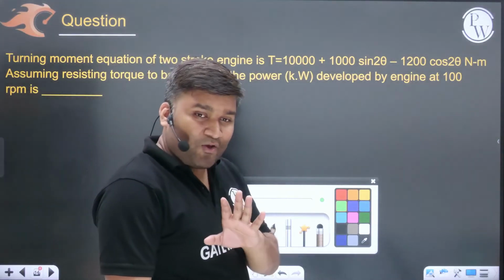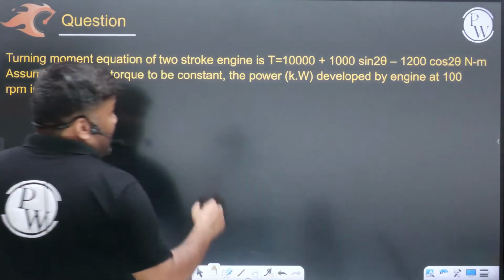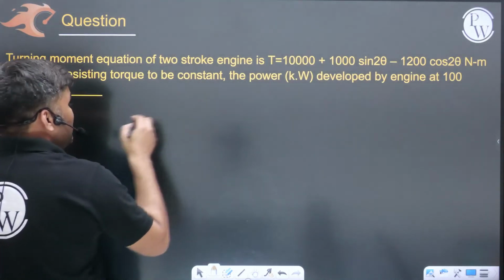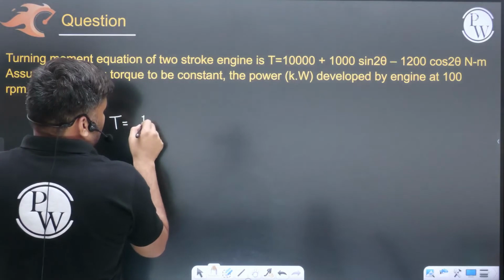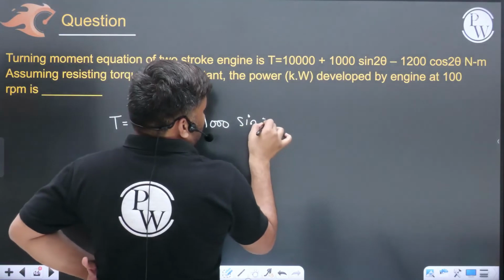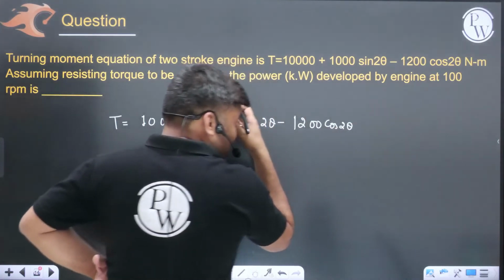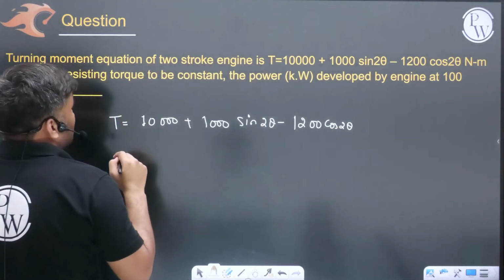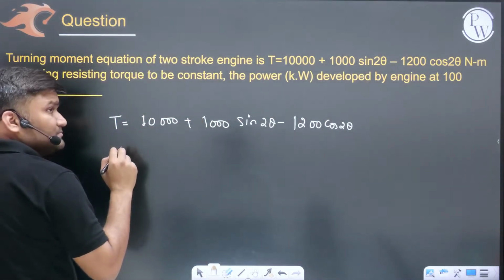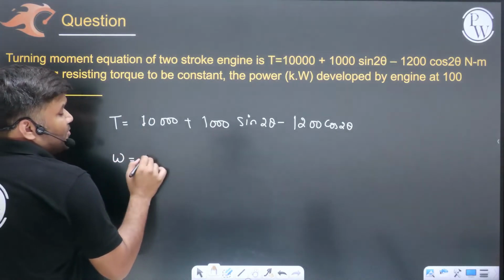Acha. Now you have solved. Let's check whether you are correct or not. Bete, available torque of the engine, how this engine is developing torque, that is given. This torque T is equal to 10,000 plus 1,000 sin 2 theta minus 1200 cos 2 theta. This thing is given. Available torque. Engine is running at 100 RPM. Mean speed is given. अच्छा. RPM में दे रखा है ना, तो mean speed के लिए we can write omega is equal to 2 pi n by 60 होता है.